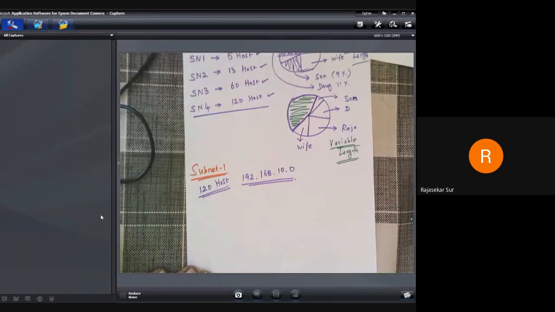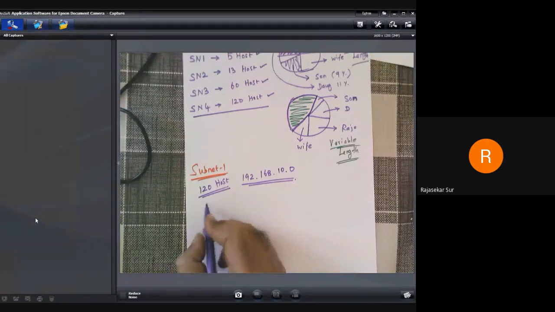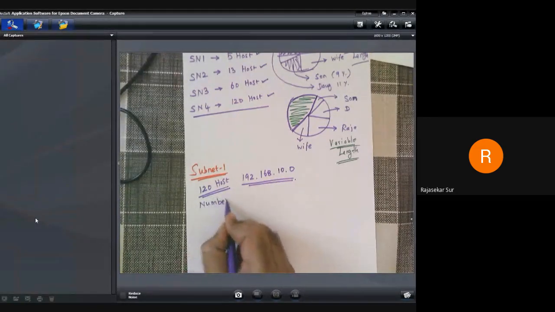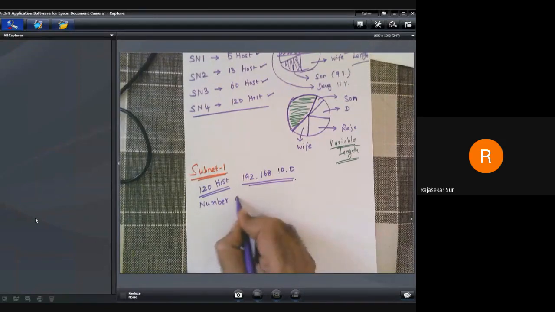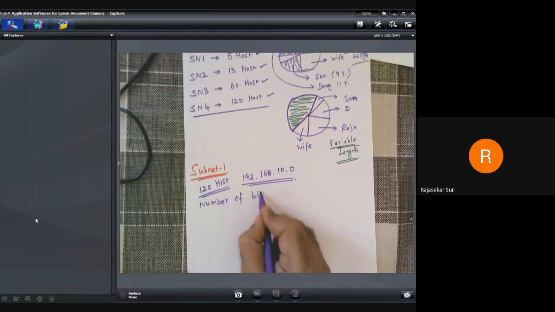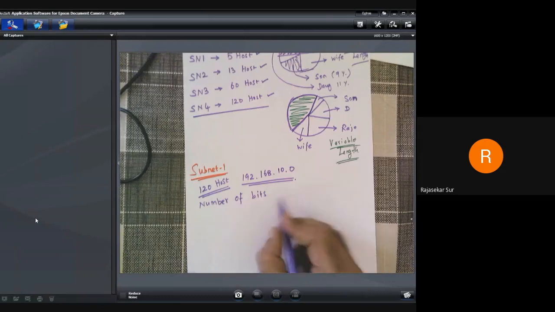Okay, for the 120 hosts, what we have to do now is fix the number of bits to be borrowed. Same thing we have done in the previous one: number of bits to be borrowed, number of bits in the host.